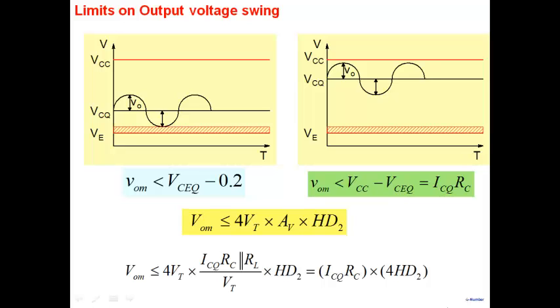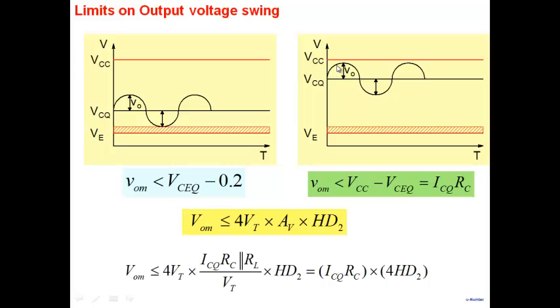Normally, harmonic distortion, we would like to keep it low. 1%, 2%, 5% here. Which means what? 4 HD that you see here, this term will always be less than this value. Will always be less than this value. And unless you talk about harmonic distortion which is as large as 25%, when this becomes 0.25, so 4 into 0.25, then it will become like this. Alright, so most of the time what happens is, this is not important, this is the real constraint. VOM is ICQ RC into 4 HD2. That's the real constraint here, this is not important.